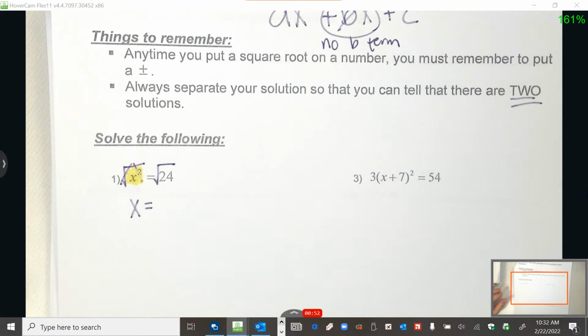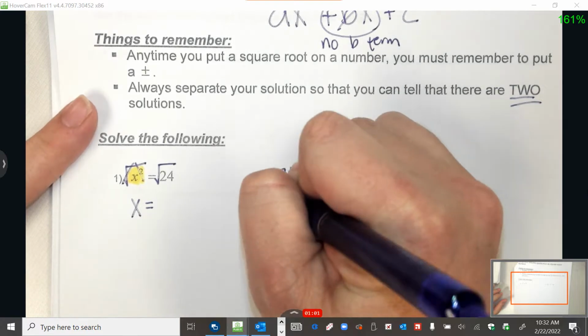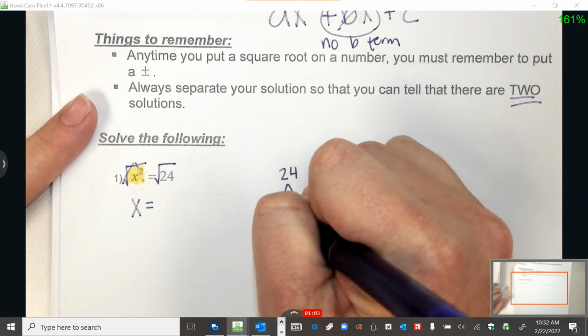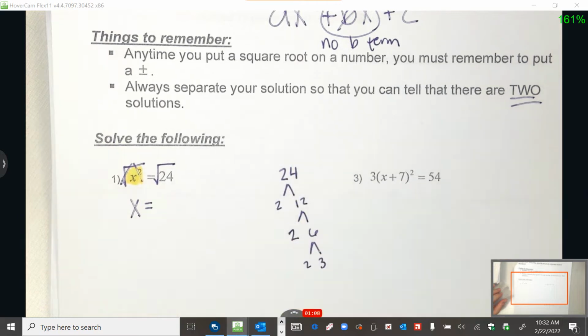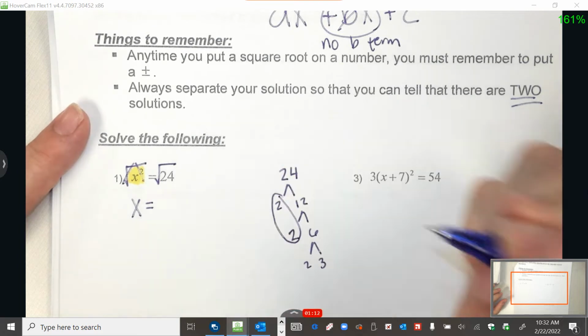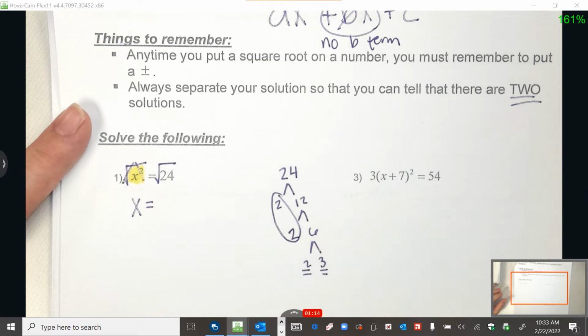Well, this is why we practiced square roots last week. How do you simplify the square root of 24? Is it a perfect square? No. So I'm going to do my factor tree. 2 and 12, 2 and 6, 2 and 3. What can I take out? A 2. And then I have a 2 and a 3 left over.